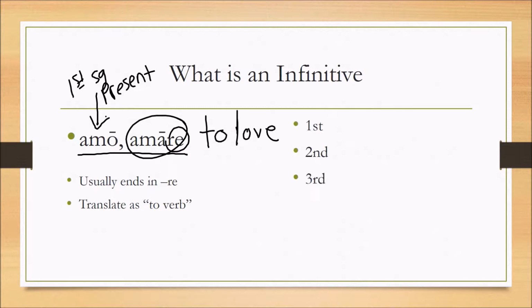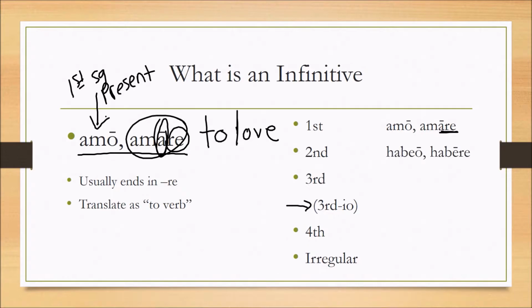The infinitive also helps tell which conjugation our verb belongs to. We have 5 main conjugations of verbs: first, second, third, fourth, and irregular, with a subgroup, the third IO. And we tell these conjugations based on the infinitive, and specifically the vowel that is before the re. So in first conjugation, we recognize it by the A in front of the RE. Second conjugation by the E with a macron in front of that RE.